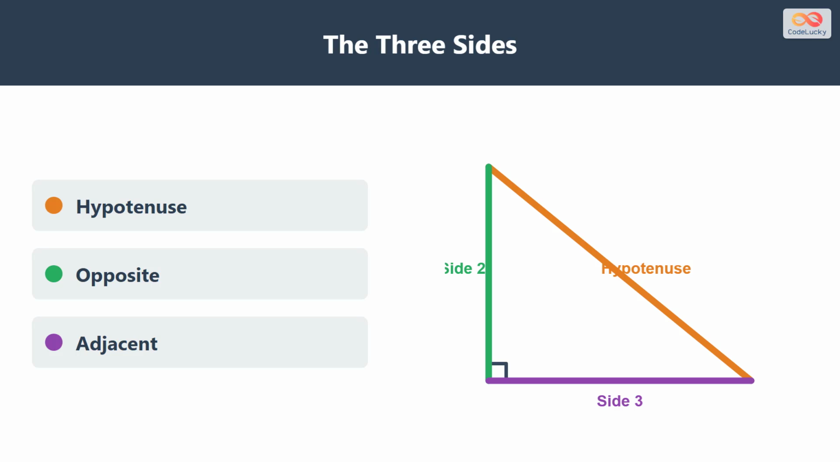Every right triangle has three specific names for its sides. These are the hypotenuse, the opposite side, and the adjacent side. It is crucial to identify them correctly to solve trigonometry problems.